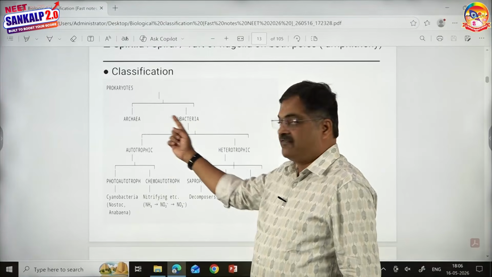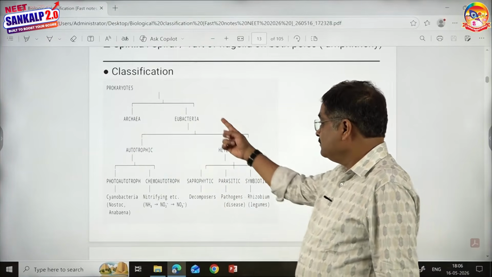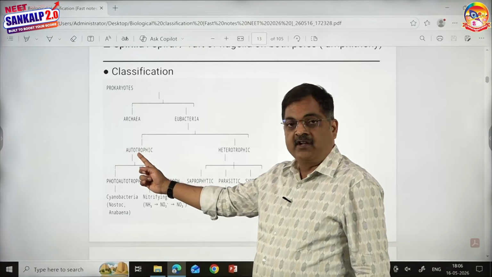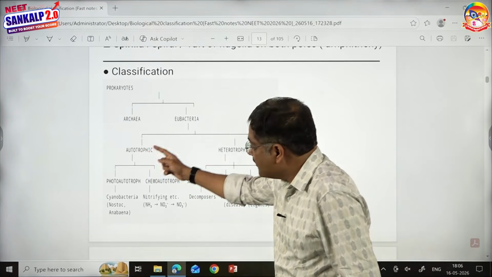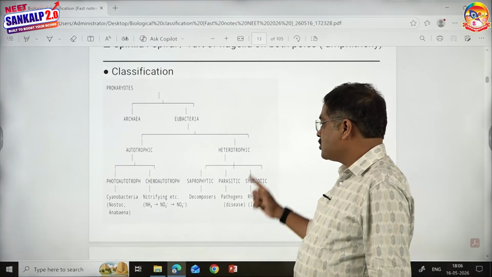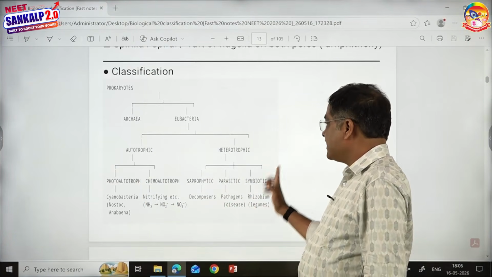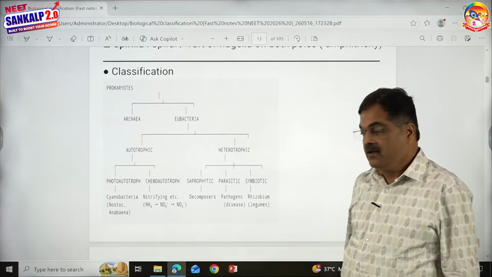Prokaryotes are broadly classified into archaebacteria and eubacteria. Correct. Eubacteria are broadly divided into autotrophs and heterotrophs. Correct. Autotrophs are divided into photoautotrophs and chemoautotrophs. And heterotrophs are divided into saprophytes, parasites, and symbionts. Isn't it? First, let us get rid of this part.